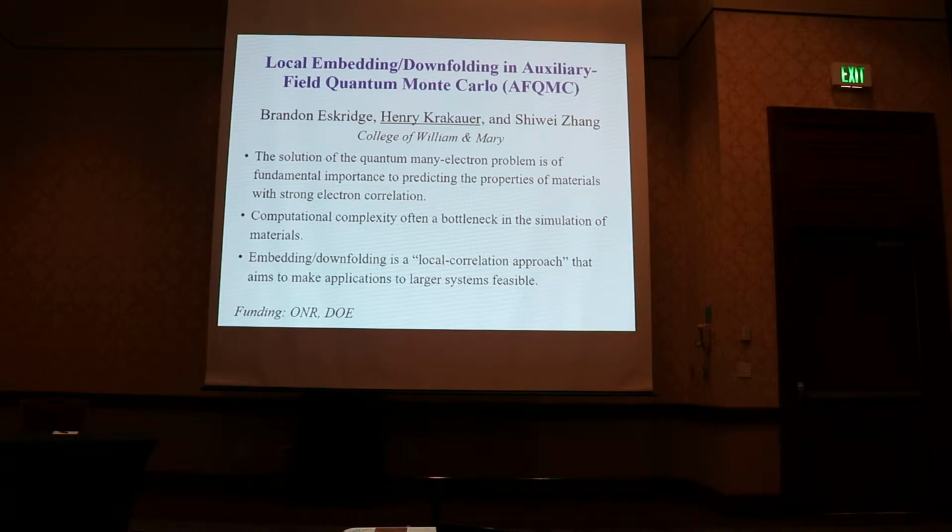Our method is auxiliary field quantum Monte Carlo, and I want to tell you about a development that we've made recently, which addresses the complexity of this method compared to density functional theory. In fact, our method pretty much scales like density functional theory if you use a plane wave basis, but there's a huge prefactor. So I'll be discussing today an embedding downfolding method. It's basically a local correlation approach that aims to make applications to larger systems feasible.